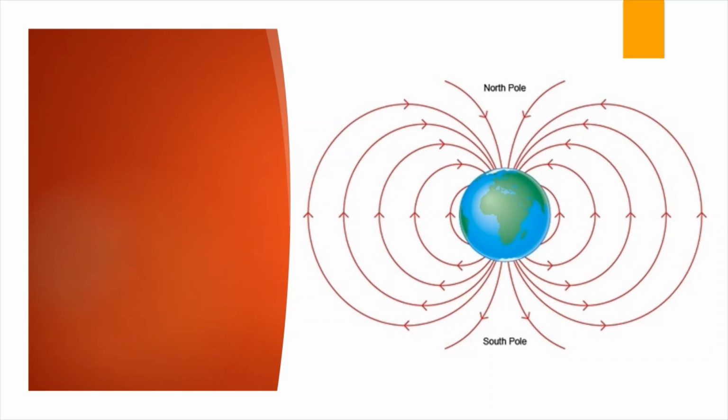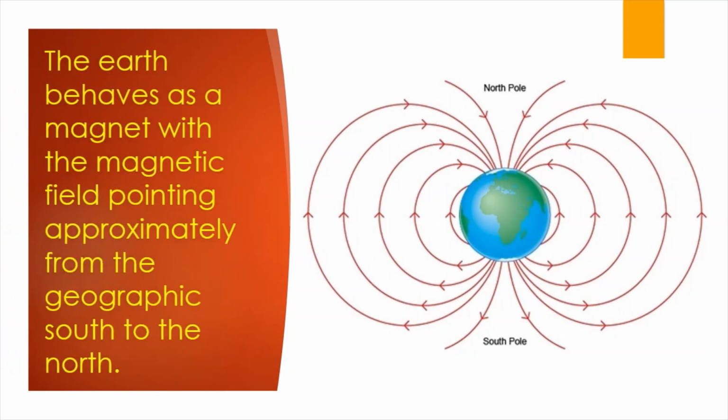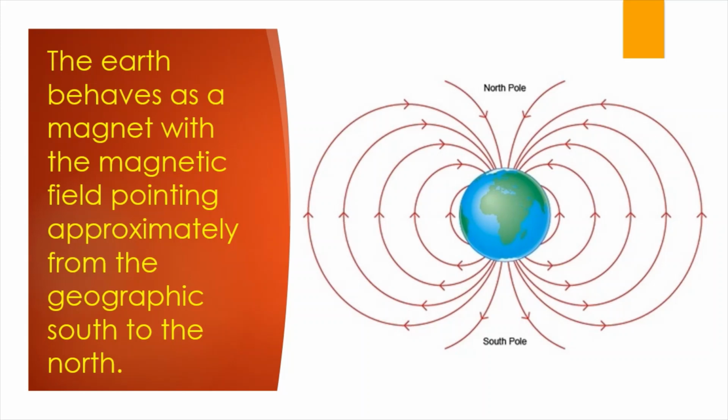The reason behind this we will discuss later on, but right now you have to remember that the magnetic field of Earth emerges out of the south pole, that is the southern hemisphere, and enters the northern hemisphere, that is the north pole. So we can say that the Earth behaves as a magnet with the magnetic field pointing approximately from the geographical south to the north.